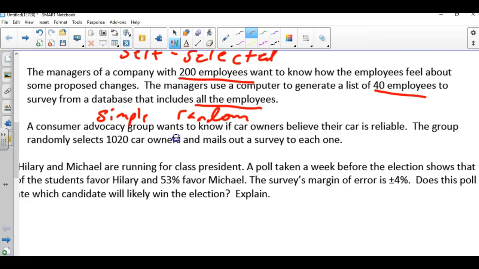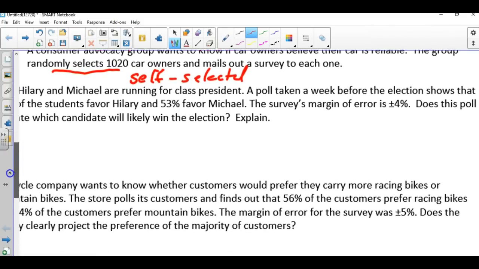A customer advocacy group wants to know if a car owner believes their car is reliable. The group randomly selects 1,020 car owners and mails out a survey. With that, it is probably going to be self-selected as well. Although they're sending you the survey, it's still your option to do it or not. You don't have to do it. Them choosing randomly 1,020 car owners, it's still self-selected. Even when you get it, you still have to choose to do it.